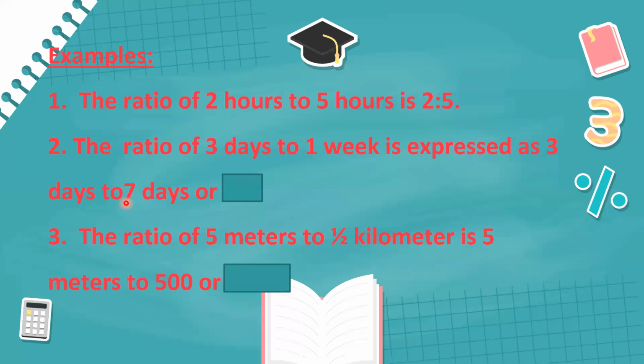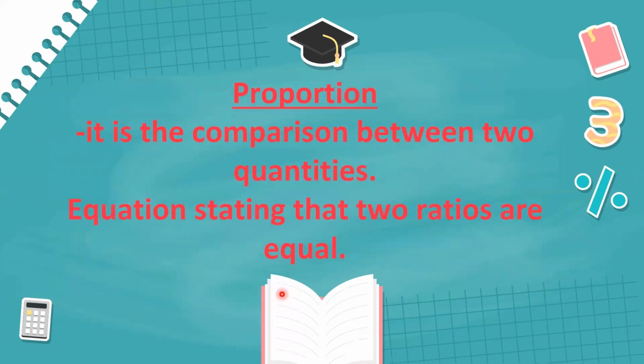So number 2, the ratio of 3 days to 1 week is expressed as 3 days to 7 days. So our ratio is 3 is to 7. Number 3, the ratio of 5 meters to 1/2 kilometer is 5 meters to 500 meters, or 1 is to 100. So bakit siya 1 is to 100 na? Because we already simplified it.